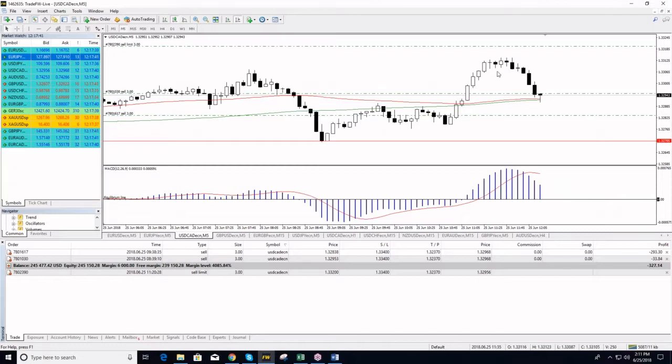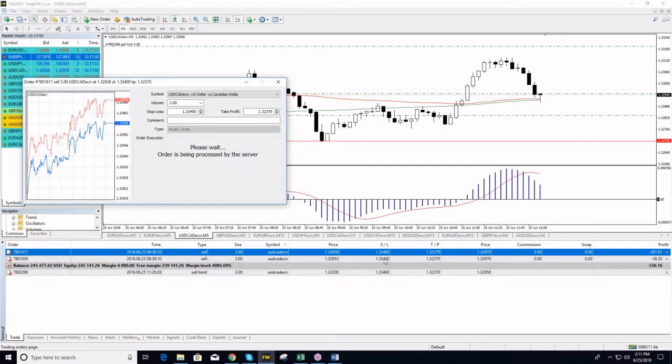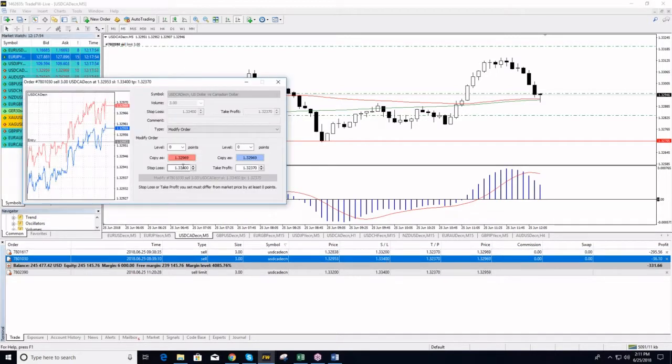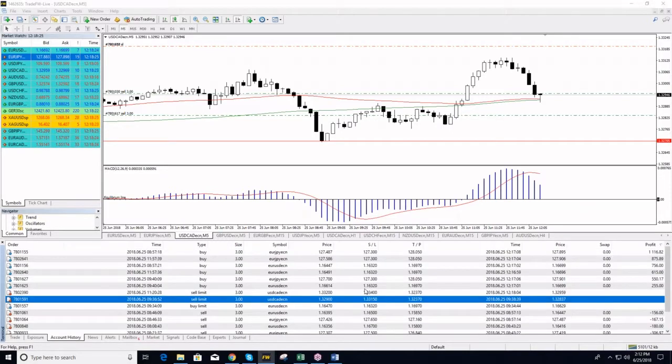What I will do, I like this decline. Thus, I will change my stop loss again back to 133.20 for all my trades. 133.20, and I will cancel the sell limit order that I have, the third sell limit order that I have just placed a while ago.